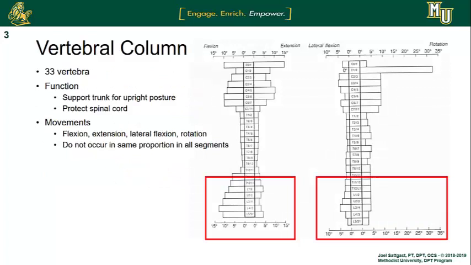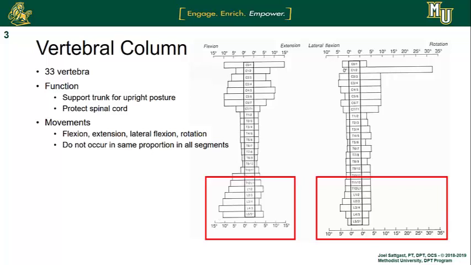Before we get into too many of the individual areas and functions, let's start by appreciating the vertebral column and the different regions. Specifically note that in the lumbar spine, the main role is to support the trunk for upright posture as well as to protect the spinal cord, with movements being flexion and extension followed by lateral flexion and rotation. But note specifically that these do not occur in the same proportion through all segments.